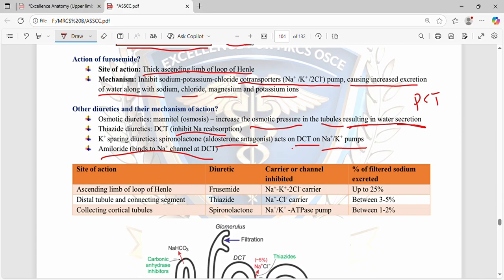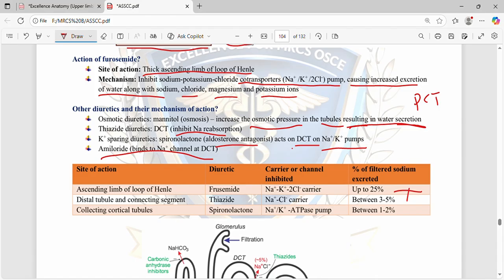Okay, so at the ascending limb of the loop of Henle, furosemide, up to 25% of filtered sodium is excreted here. Then the distal tubule and connecting segment, where thiazides work. The sodium chloride carrier, between 3 to 5%, blockage promotes excretion, and then the cortical collecting tubules.